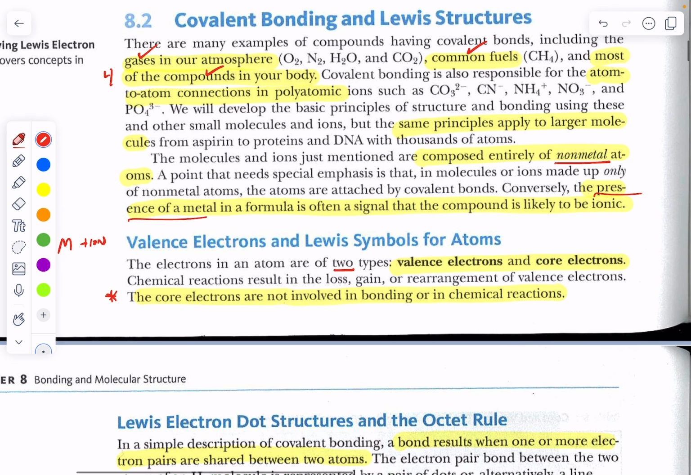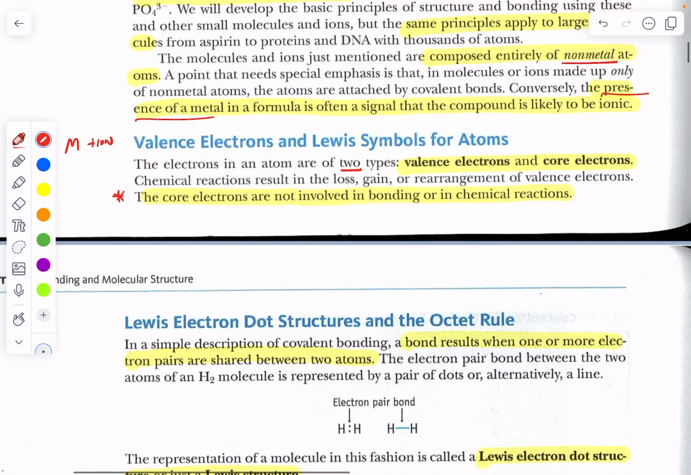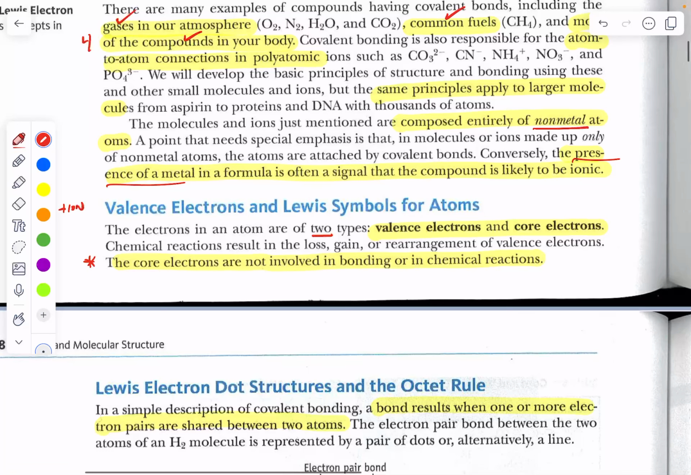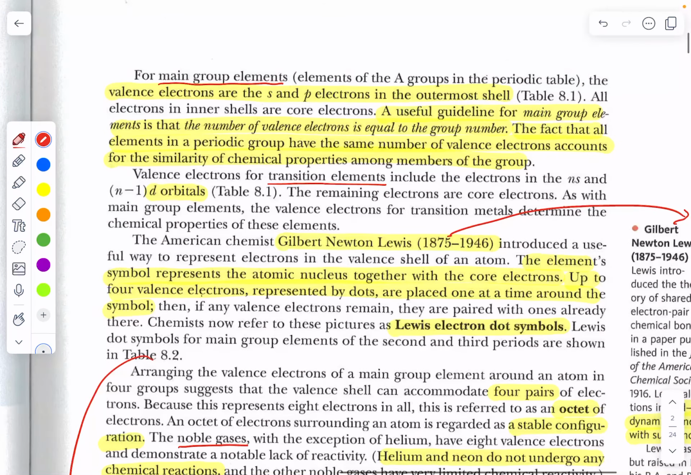So, we have already alluded to the fact that there are basically two types of electrons in our atoms. The valence electrons are the ones in the outermost main energy level that can be shared or exchanged. The core electrons are the ones that make up the inner shells, and those inner shells are generally complete. So the core electrons are not involved in chemical reactions because they're not involved in bonding. It's the valence electrons that are always responsible for the bonding.